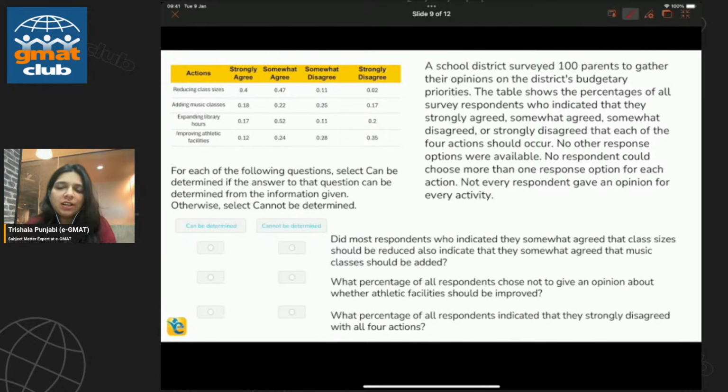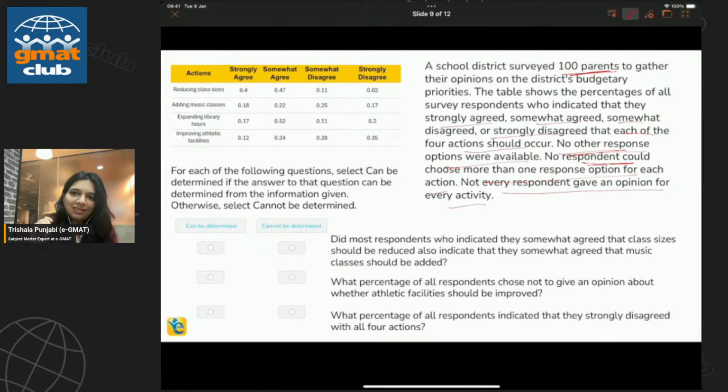First, we will understand, we will own the data set. So, a school district surveyed 100 parents to gather their opinions on the district's budgetary priorities. The table shows the percentages of all survey respondents who indicated that they strongly agreed, somewhat disagreed, or strongly disagreed that each of the four actions should occur. No other response options were available. No respondent could choose more than one response option for each action, and not every respondent gave an opinion for every activity. What does this mean?